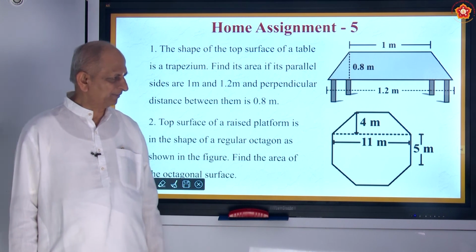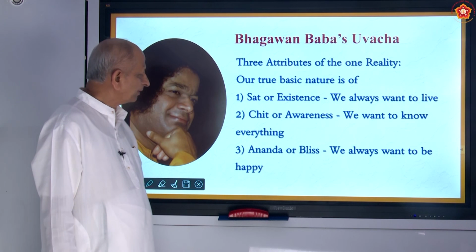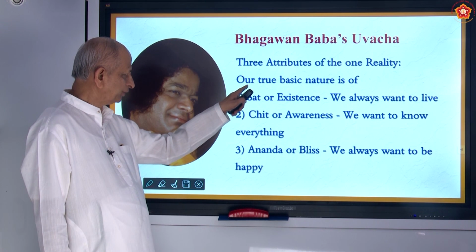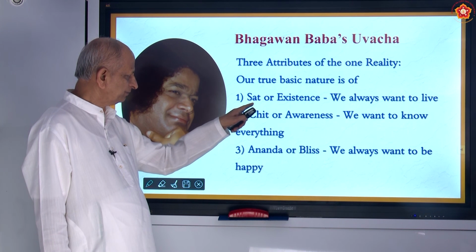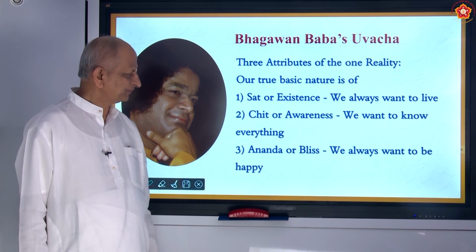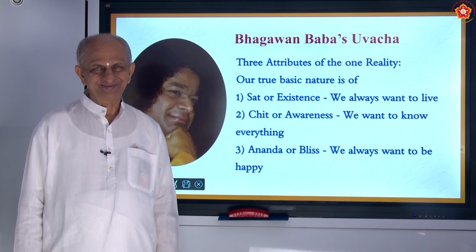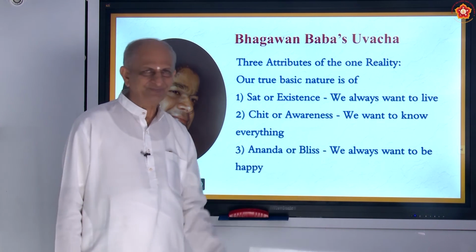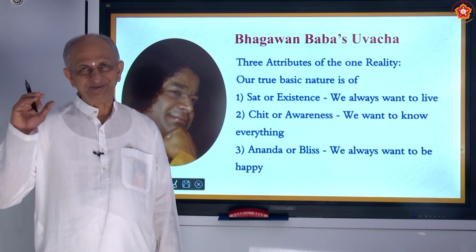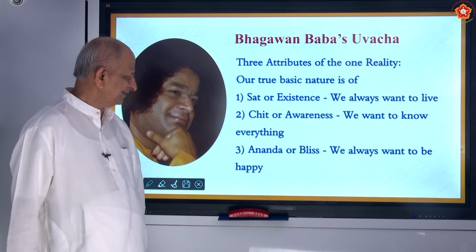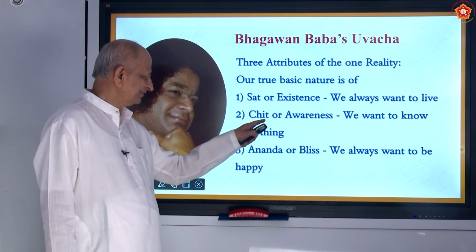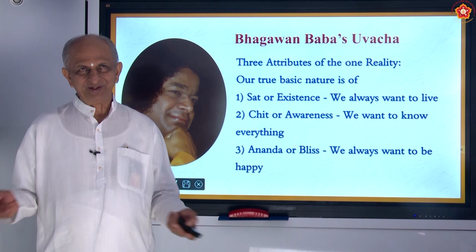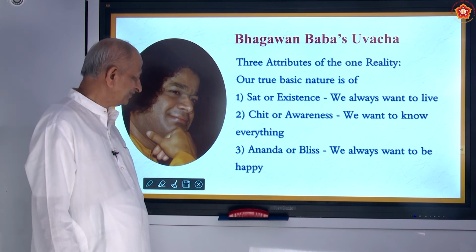Now let us see what Bhagavan Baba says. Bhagavan Baba Uvacha. 3 attributes of one reality. Our true basic nature is of Satyam, Sat, Chit, Ananda. What is Sat? Sat means existence. We always want to live. Even if you ask a 90-year-old man, he will say, I want to live for some more years. It is called Sat. Chit means awareness. We want to know everything. All things in the world we want to know. Is it not? That is called Chit.